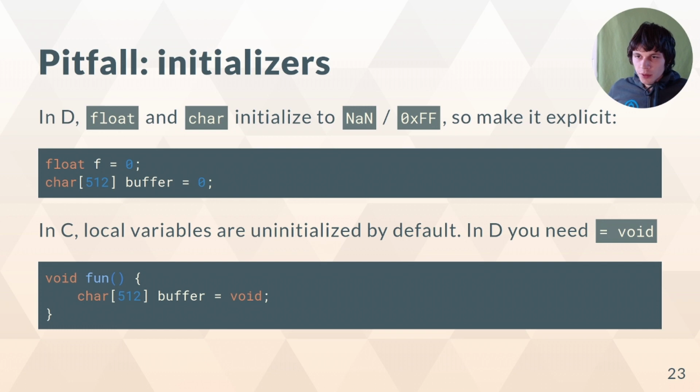Now I'm going to go over some of the pitfalls when translating, because there are actually a few exceptions to the rule that if it compiles and it looks the same as C, it acts the same in D. For example, in C, global variables initialize to 0 if you don't give them an initializer, but in D, the float and char types initialize to nan or a bit pattern with all ones. So you need to explicitly initialize them with 0 to make them work the same as C. Local variables in C are uninitialized by default, but D initializes them unless you add equals void. This doesn't make a semantic difference, but it's worth keeping in mind when you want to keep the performance of the original C code, especially when it has large buffers on the stack.